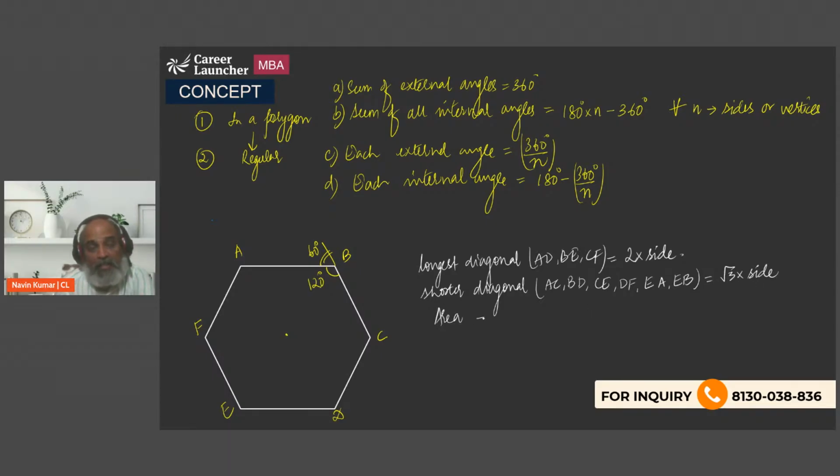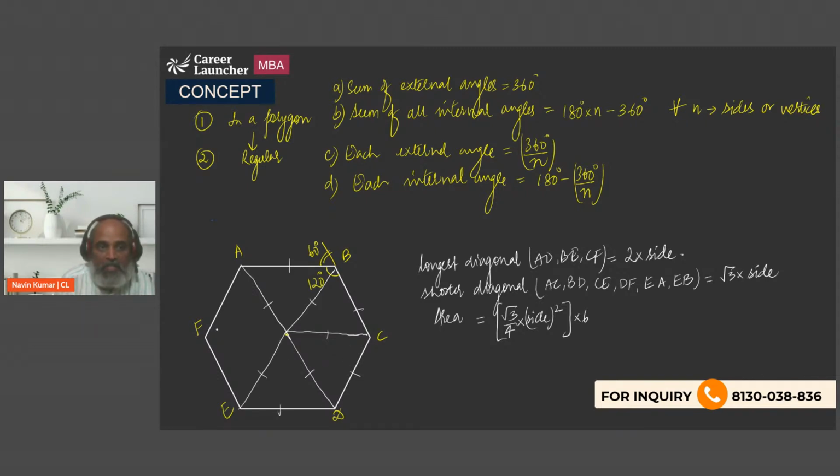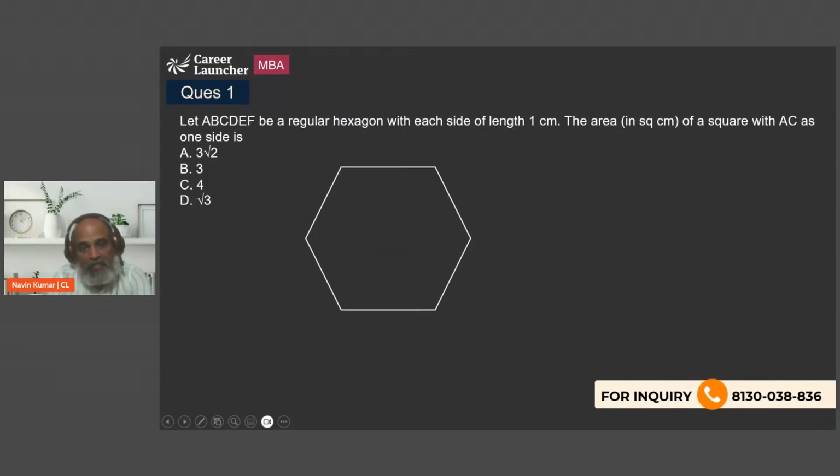Area of a regular hexagon is given as √3 by 4 times side square, times 6. So basically, a regular hexagon is made up of 6 equilateral triangles. So that's why the area of one equilateral triangle will turn out to be √3 by 4 times side square. So the entire area will turn out to be 6 of that. So these are some of the basic things that we should know, we should remember. Let's look at the problems.